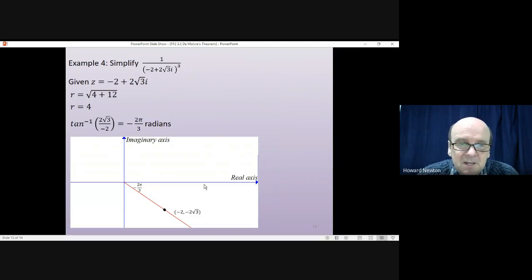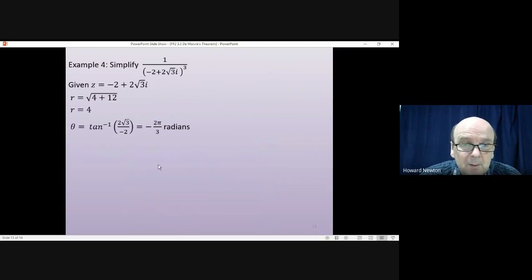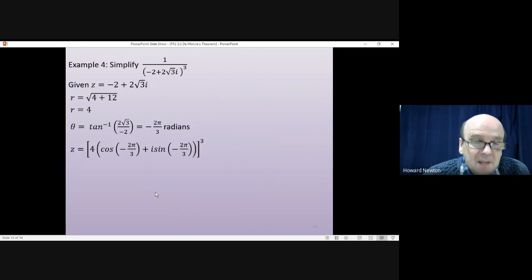You remember in the earlier question, I chose to write down the positive angle going anti-clockwise. That isn't necessary. I often choose to do it, but things work equally well if you go clockwise from the positive real axis, as long as you do remember to keep the minus. So it's minus 2 pi by 3, not plus 2 pi by 3 radians. That gives us the modulus argument form of the complex number, 4 into cos minus 2 pi by 3 plus i sine minus 2 pi by 3.